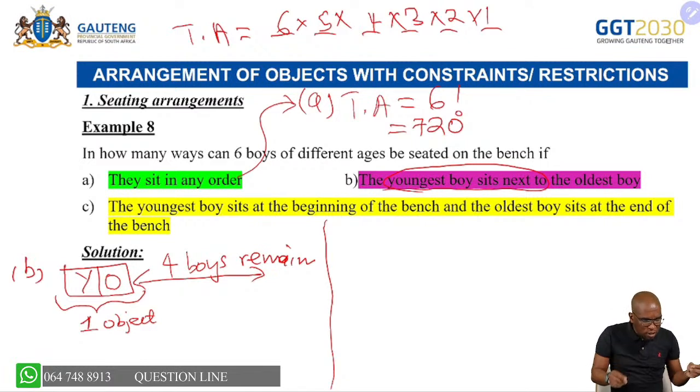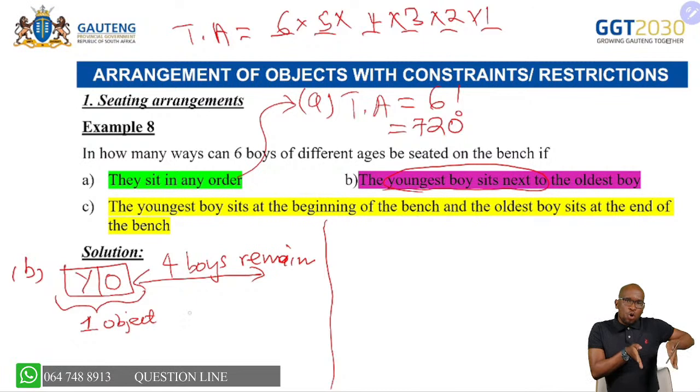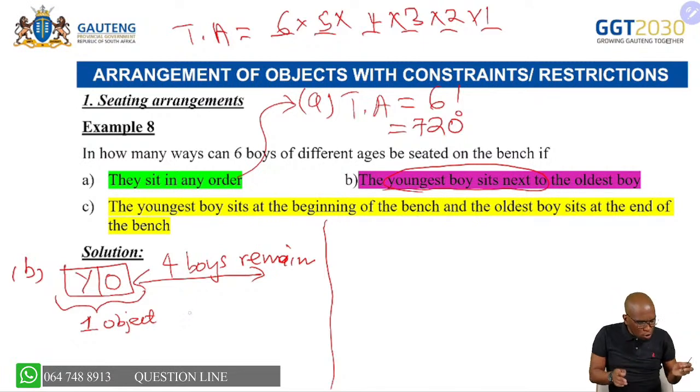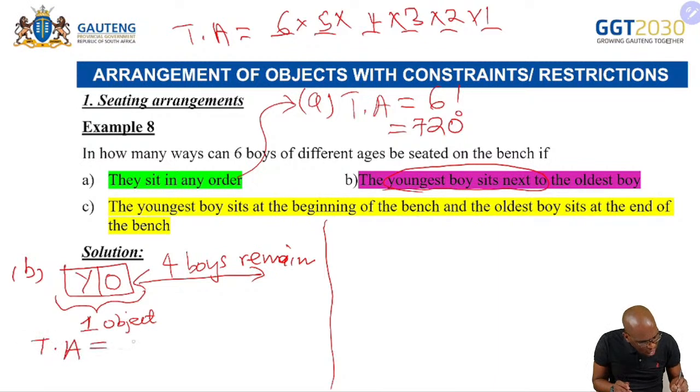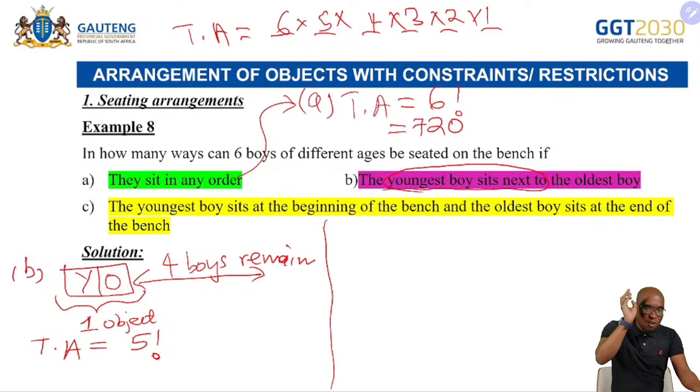So now it means that we have 5 objects to arrange, because it's the 4 remaining boys plus the 1 object from the youngest and the oldest, because they always move as a unit. So if we have 5 objects to arrange, using rule 1, we can arrange them in 5 factorial ways. If we make use of rule 2, we can arrange these 5 objects in 5 factorial ways. Right? That's the first thing that we need to consider.